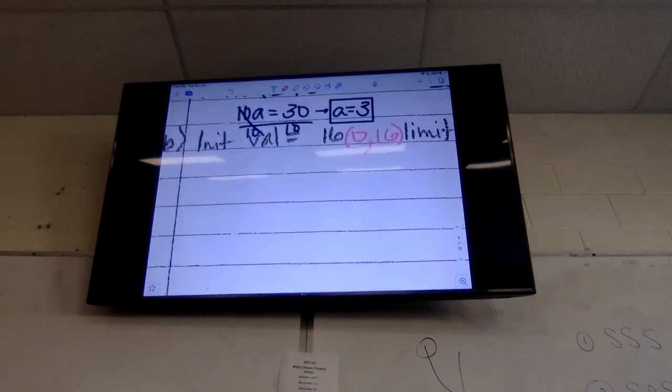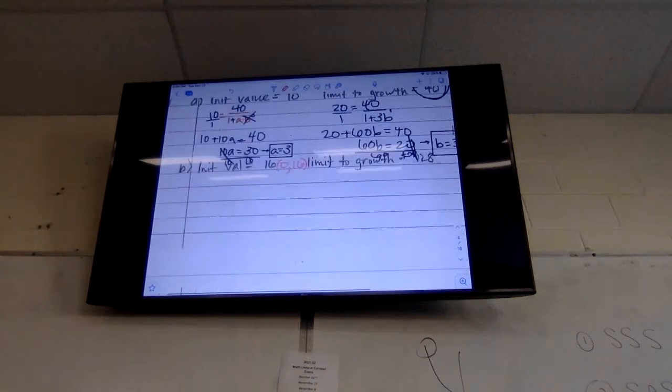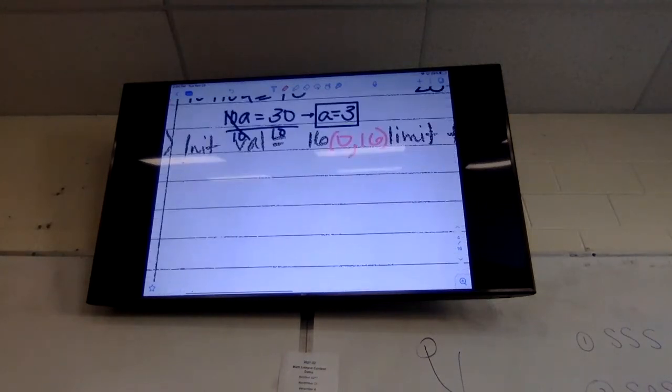There's kids everywhere. Limit to growth is your C, so I've got 128 is my C. So I'm going to write 16 equals 128 over 1 plus A times B to the 0. And again, I use that point 0, 16 to get there. So B to the 0 just cancels out.